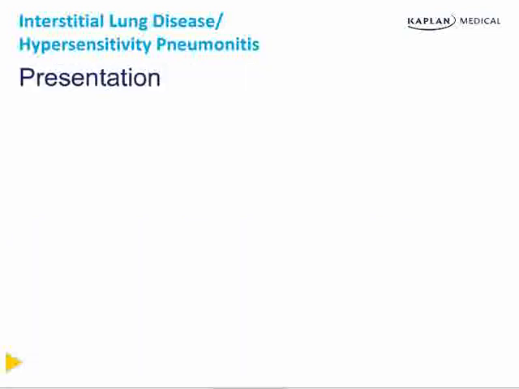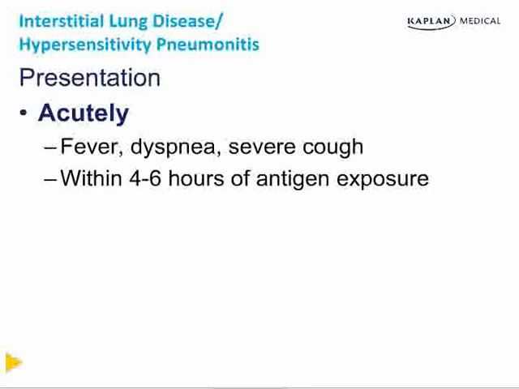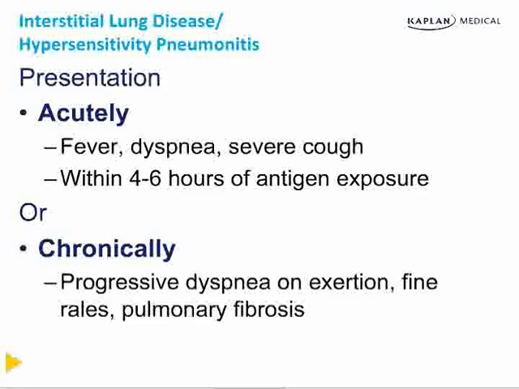The presentation of a hypersensitivity pneumonitis can either be acute or chronic. For the patient acutely exposed to the antigen, they may present with fever, dyspnea, and severe cough, often mimicking a bacterial pneumonia. This usually occurs very quickly, within 4 to 6 hours of antigen exposure. Some patients may be exposed to very low levels of the antigen over long periods of time. They may present more chronically. This is going to be progressive dyspnea on exertion with fine Velcro-sounding rales and pulmonary fibrosis.